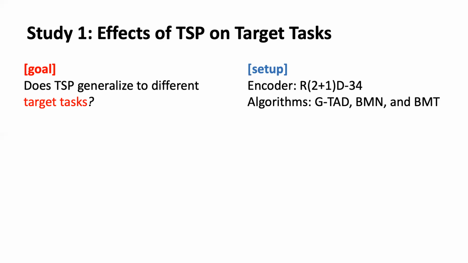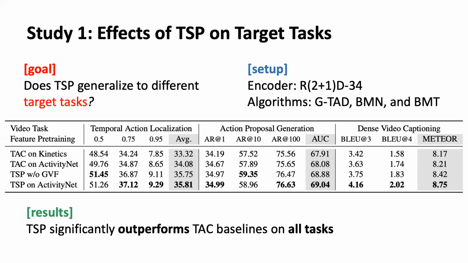In study 1, we examine TSP on different tasks. Specifically, we pre-train our R(2+1)D-34 on ActivityNet and use GTAD, BMN, and BMT as the algorithms for TAL, proposals, and dense captioning, respectively. The gray columns highlight the main evaluation metrics of each task. We observe that TSP features significantly outperform the 2 TAC-based features on all tasks. This highlights the importance of temporally sensitive features for localization tasks.